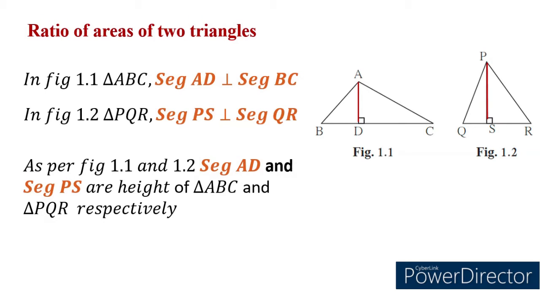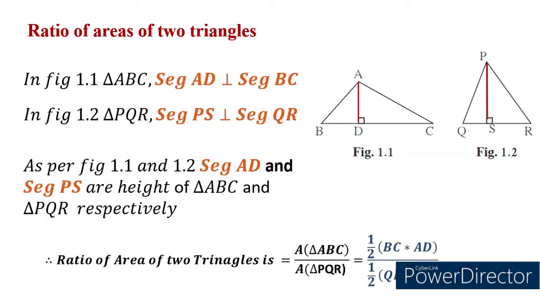That means the segments AD and PS are the heights of triangles ABC and PQR respectively. Now we can write the statement to find the ratio of areas of the two triangles. Therefore, the ratio of areas of two triangles, A of triangle ABC divided by A of triangle PQR, is equal to, now we know the formula 1 by 2 into base into height.